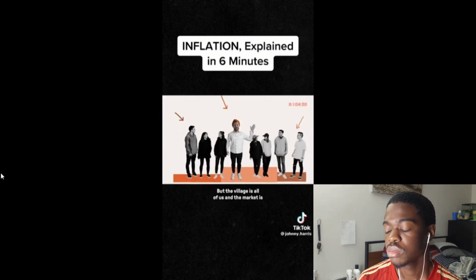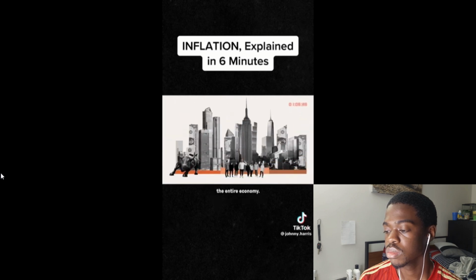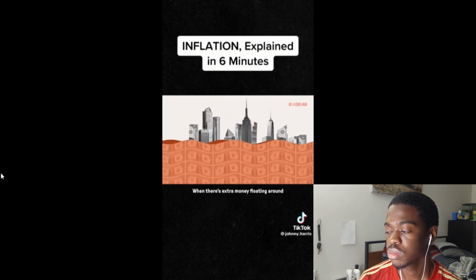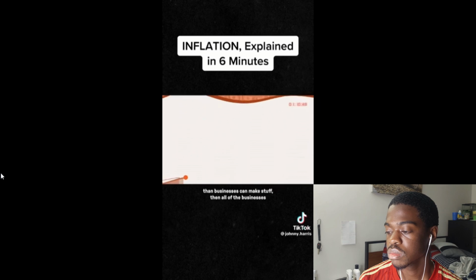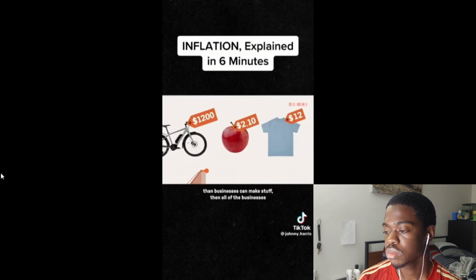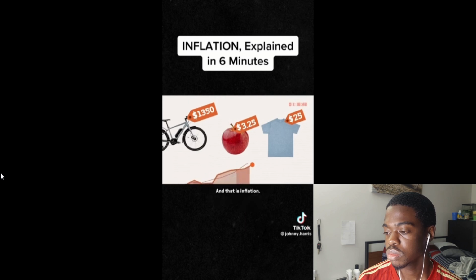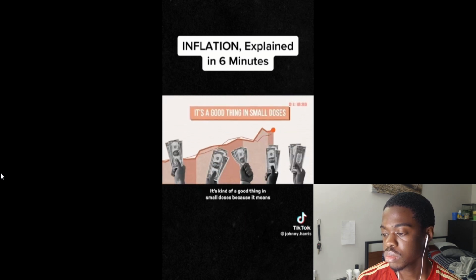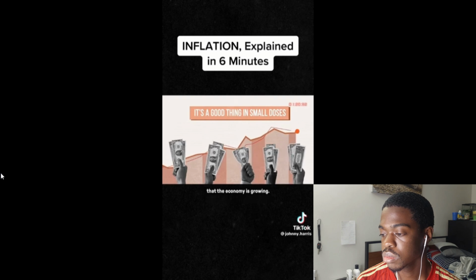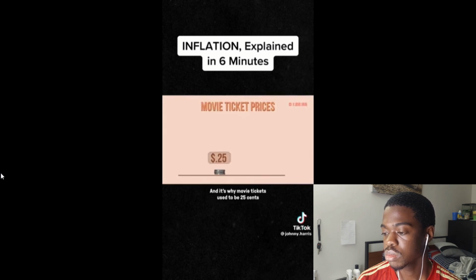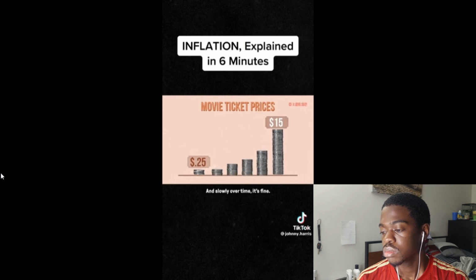But the village is all of us, and the market is the entire economy. When there's extra money floating around and people want to spend it faster than businesses can make stuff, then all of the businesses in all of the industries raise their prices. And that is inflation. It's a natural part of the economy. It's kind of a good thing in small doses because it means that the economy is growing. And it's why movie tickets used to be 25 cents and now they're like $15. And slowly over time, it's fine.